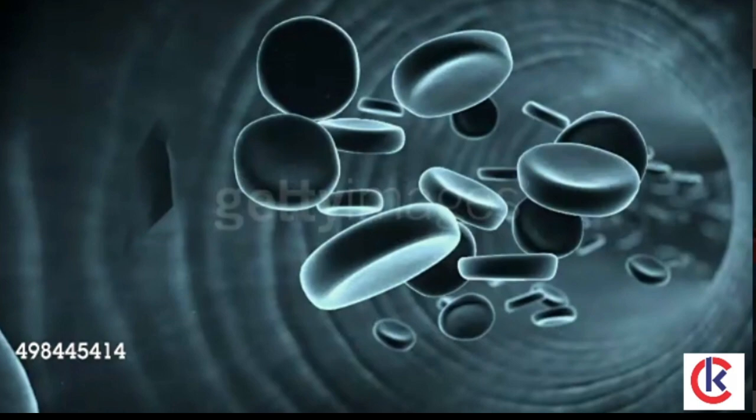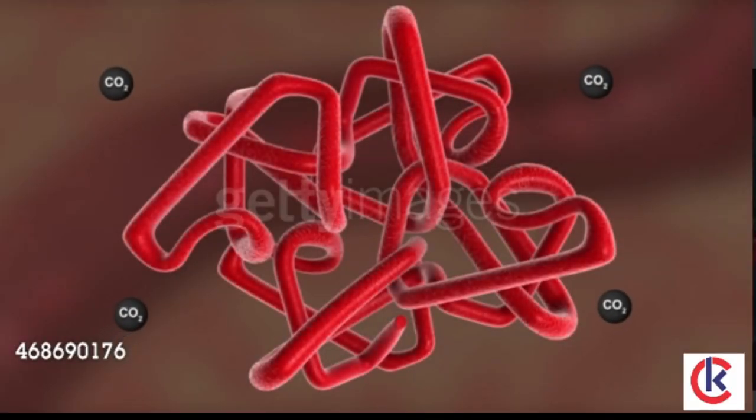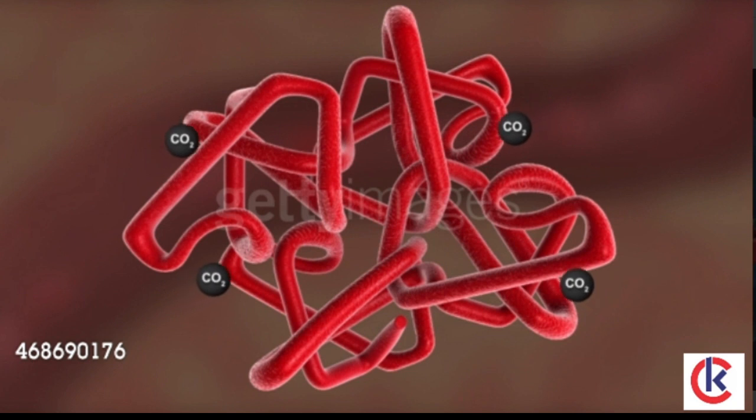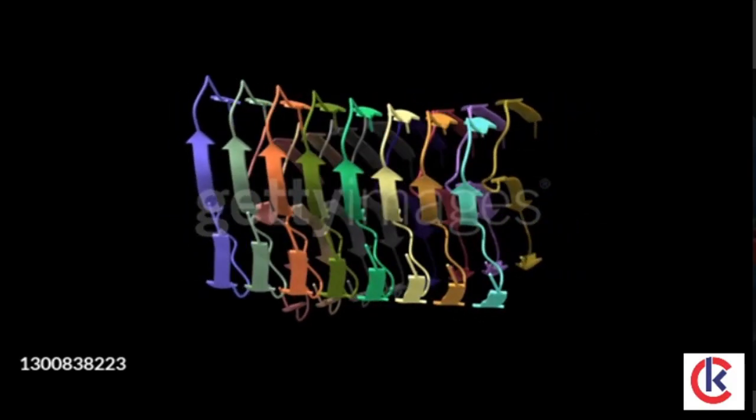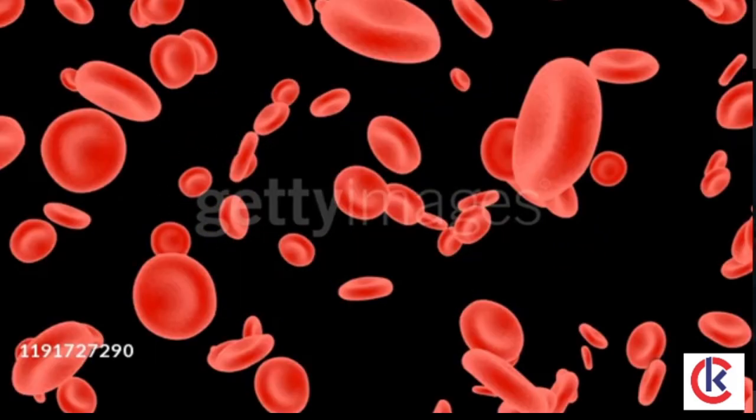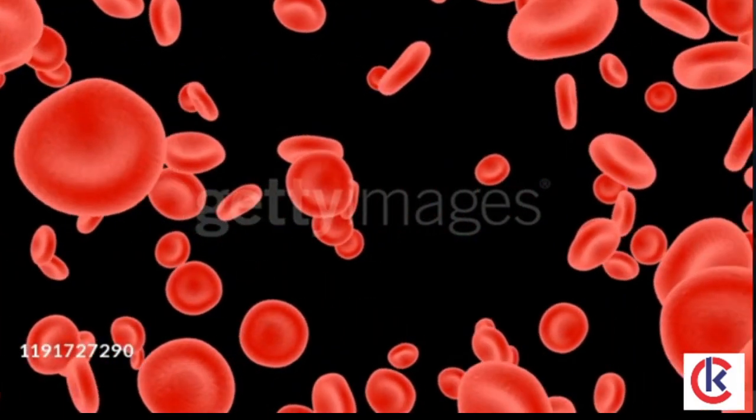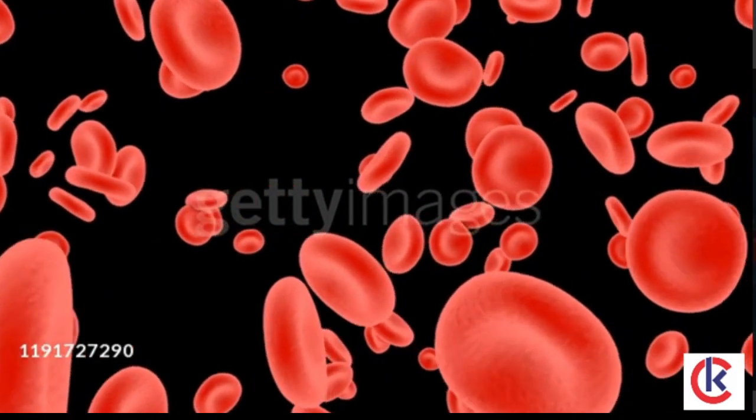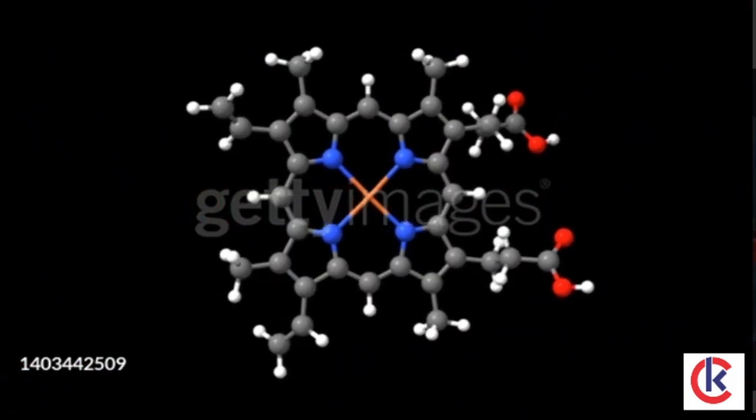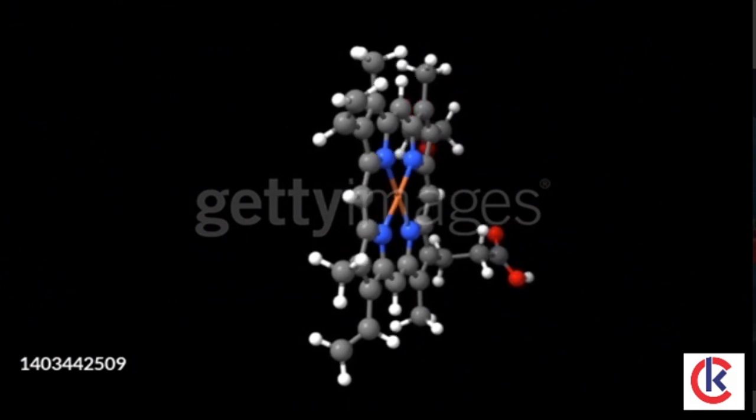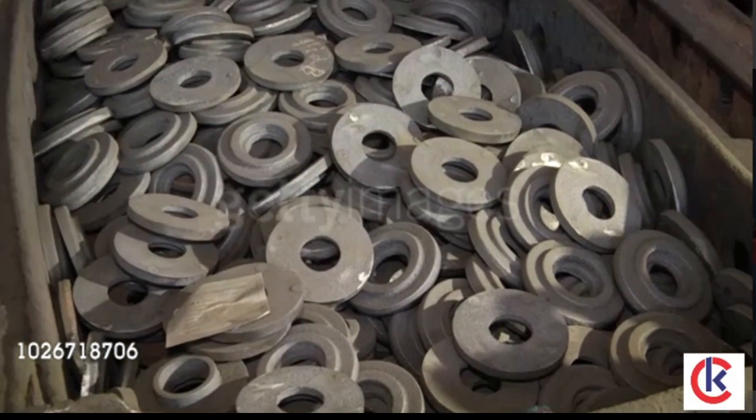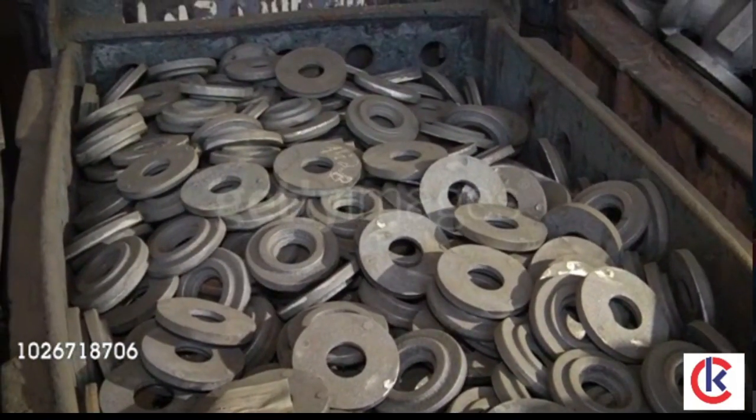O2 carrying capacity. Hemoglobin is formed of globin protein and an Fe2+ porphyrin complex. Globin protein is formed of 4 polypeptide chains, 2 alpha and 2 beta chains. Each hemoglobin molecule contains 4 heme groups attached to each molecule of globin. Each heme group consists of an iron-containing porphyrin ring. The porphyrin ring contains an atom of iron and 4 pyrrole rings.